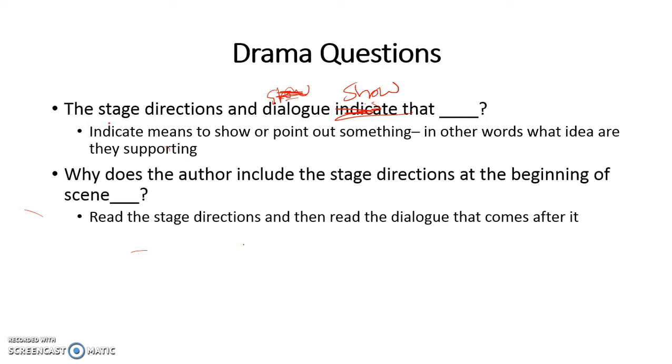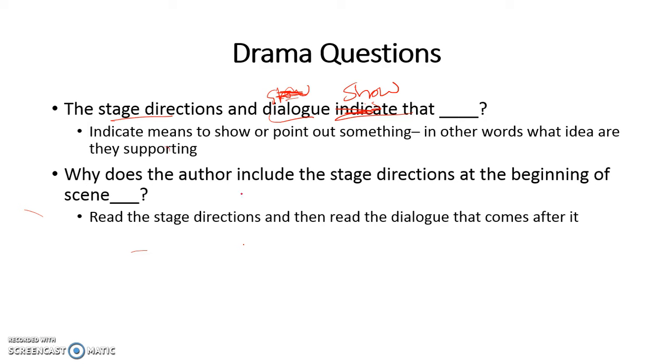Go back and look at the stage directions and the dialogue. Just read straight through stage directions, dialogue, just skip all the text, and then think about what the passage is about or the drama is about and say, okay, what is that helping with? What is the information the stage directions and dialogue are giving? Okay? In other words, what idea are they supporting?